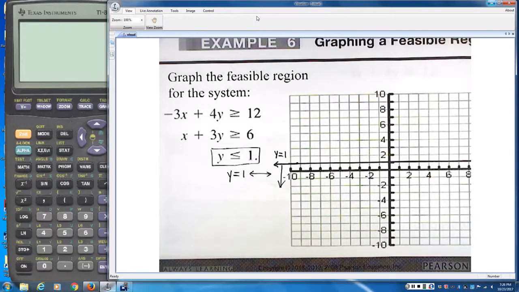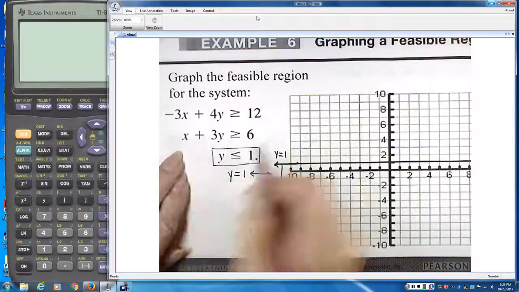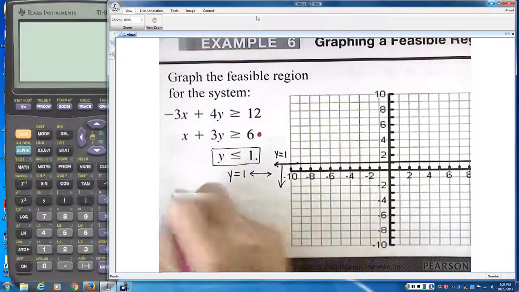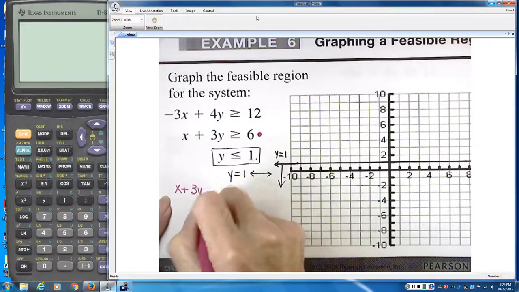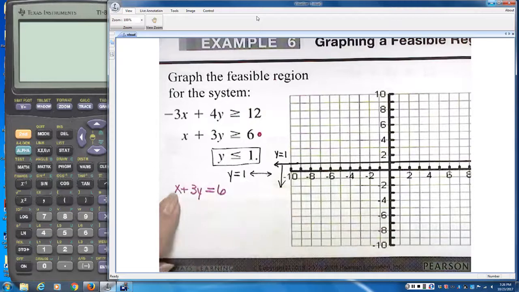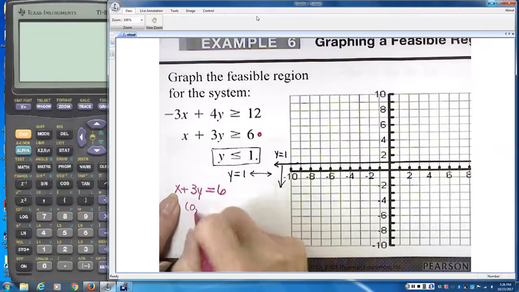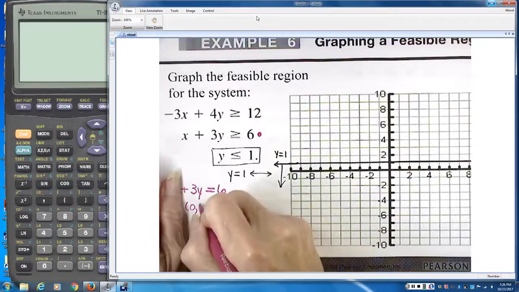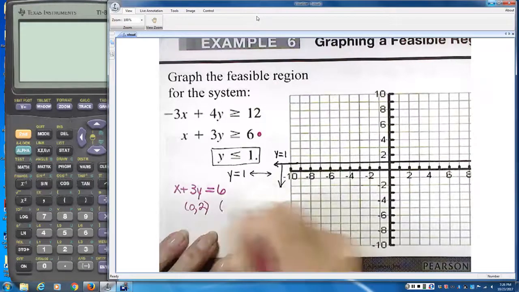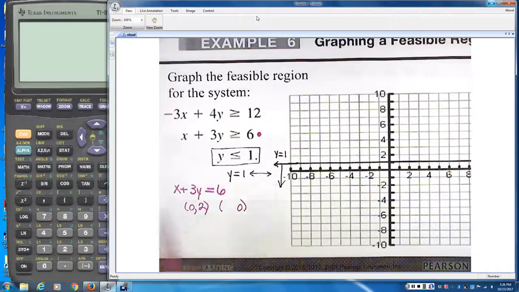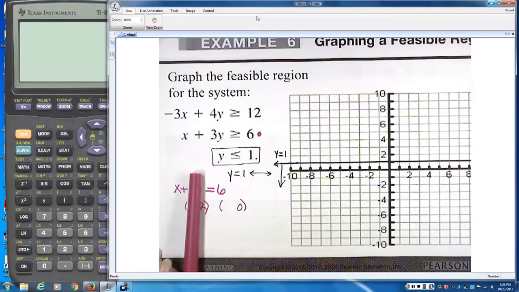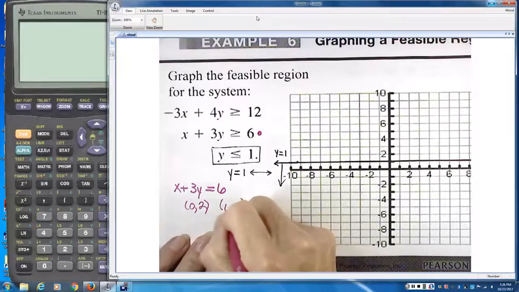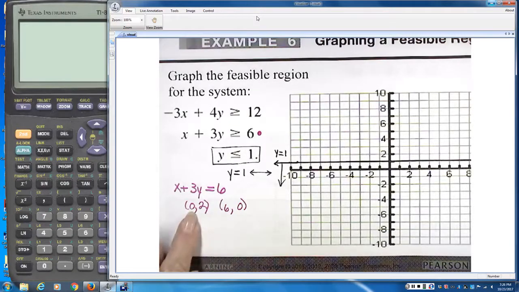So then our next piece would be x plus 3y is equal to or greater than 6. If I let x be 0, and I cover up x, I have 3y equals 6, which means y would be 2. And if I let y be 0, if I cover up y, then I have x equals 6. So my points are 0, 2, and 6, 0.